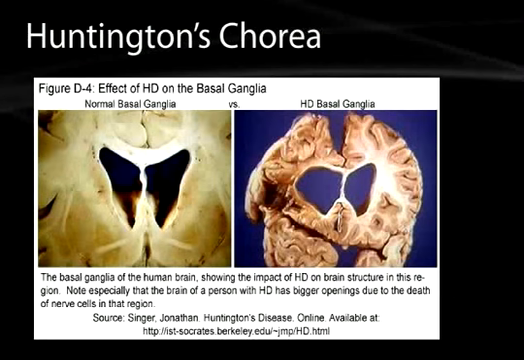Here's an image of the pathology of a patient with Huntington's chorea. On the left is a normal basal ganglia with the normal caudate nucleus bulging into the lateral ventricles, and on the right is a Huntington's patient without that caudate nucleus bulging into the lateral ventricle.